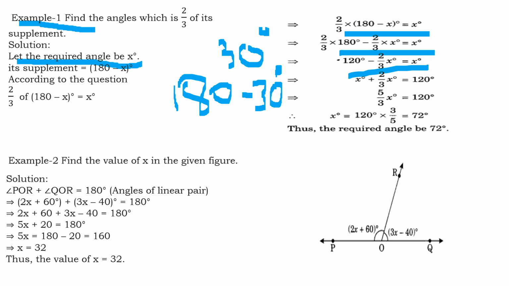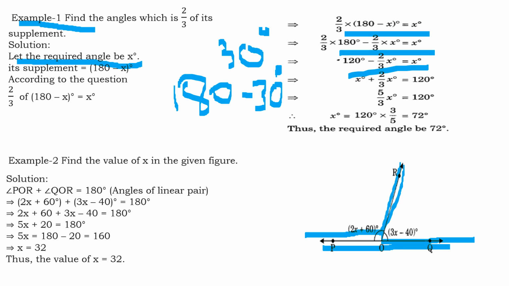Example 2 is: find the value of x in the given figure. Now here they have given you a figure. If you see, POQ is a straight line. And what is the measure of a straight line? It is always equal to 180 degrees. So how will we proceed? Angle POR plus angle ROQ is equal to 180 degrees because they are the angles of a linear pair, as POQ is a straight line.